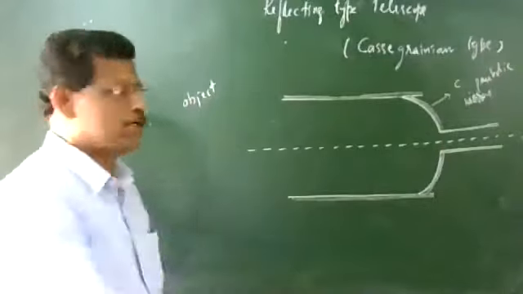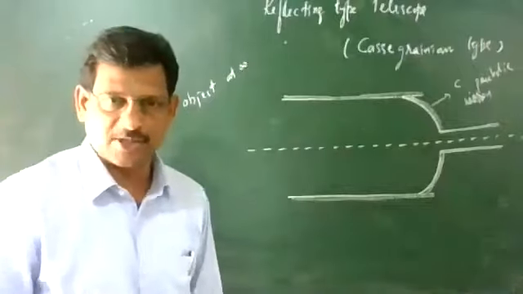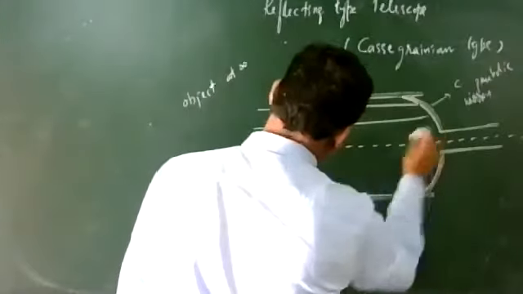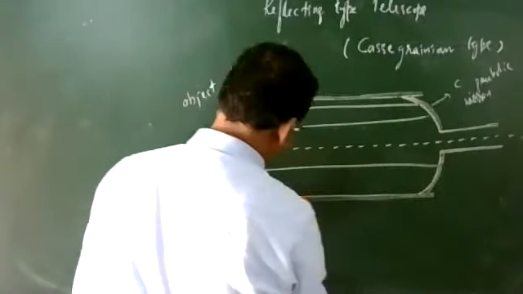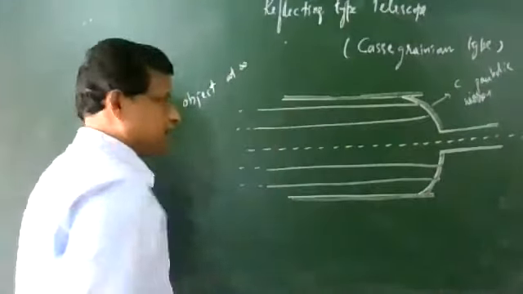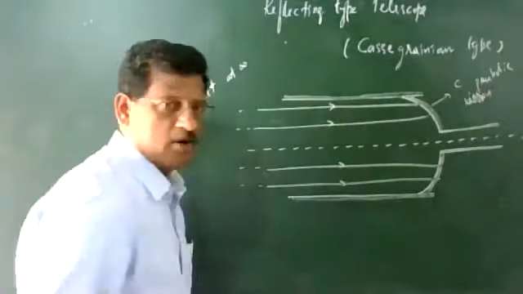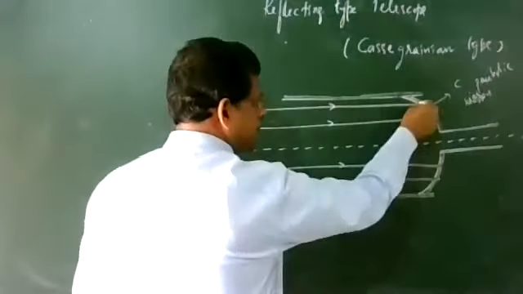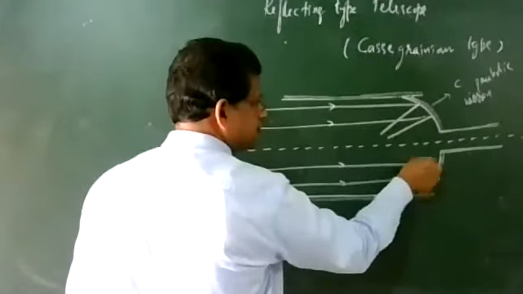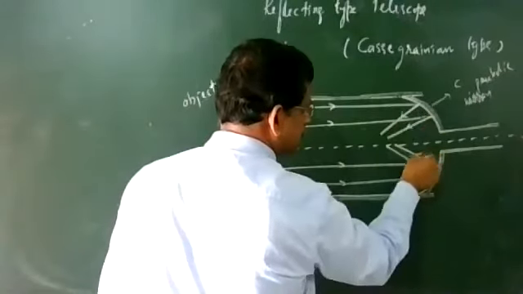Astronomical telescope, object at infinity. The rays are parallel to the principal axis. These are the paraxial rays and marginal rays, coming from infinity. After reflection from the large concave parabolic mirror, they are coming to focus.